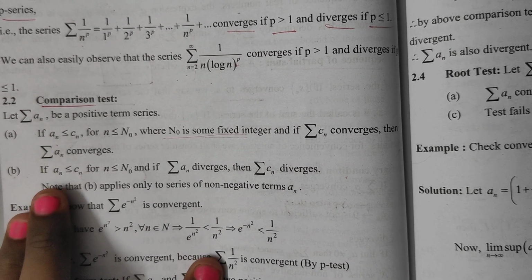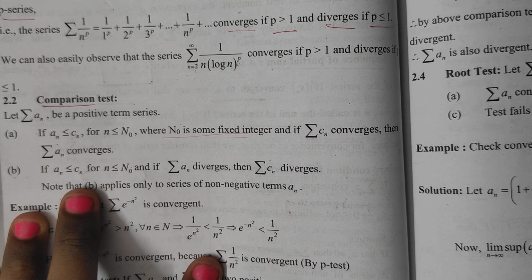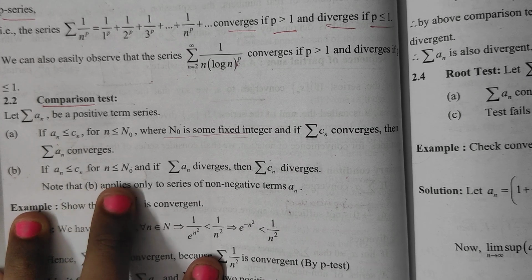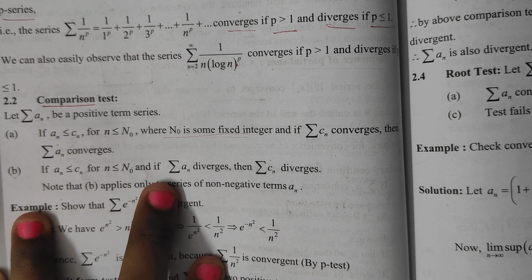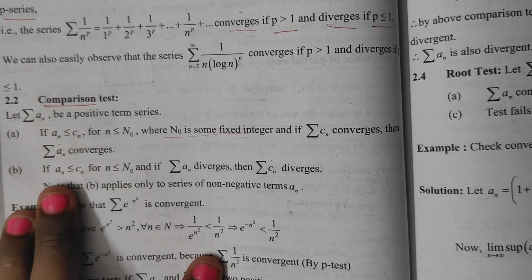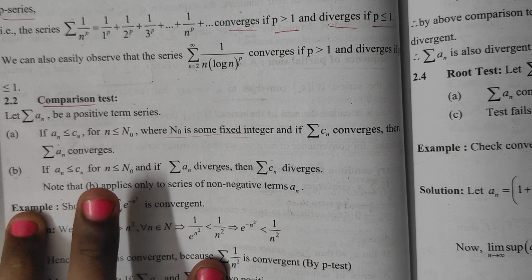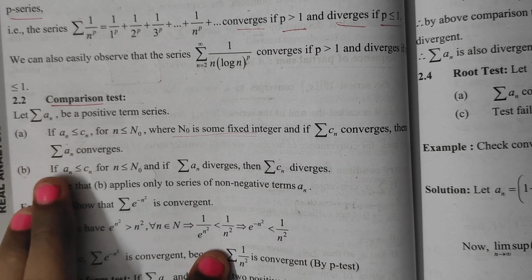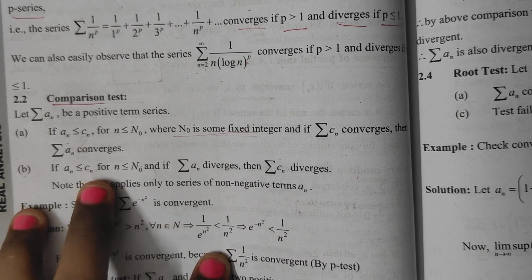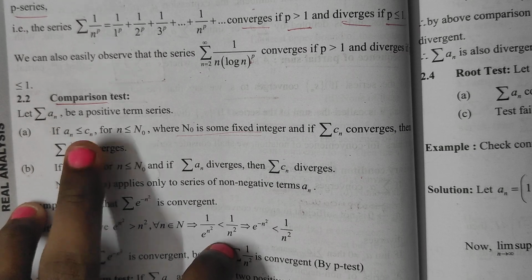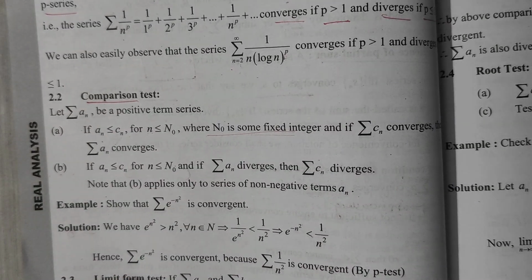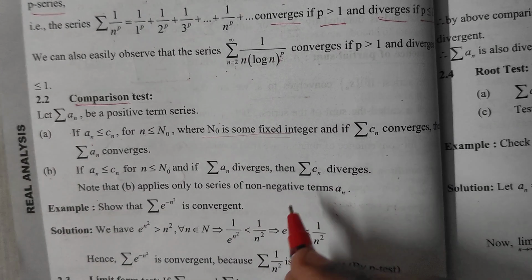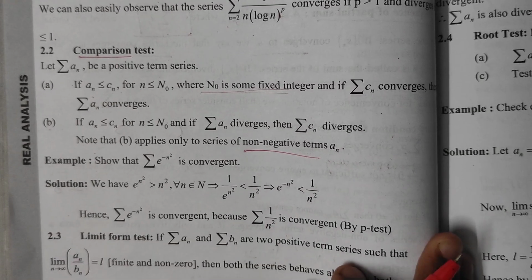Then if an is less than or equal to cn and summation of an diverges, then summation of cn diverges. If this summation diverges, then this summation diverges. If this summation converges, this summation converges. Understood? So it is applicable only to non-negative an.